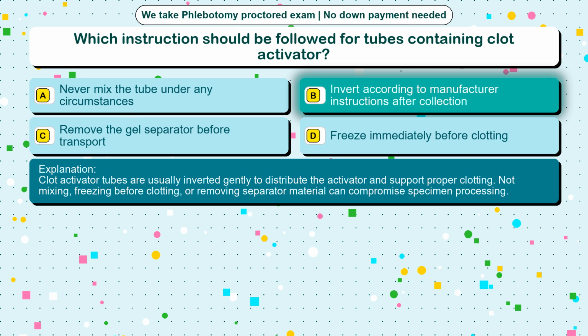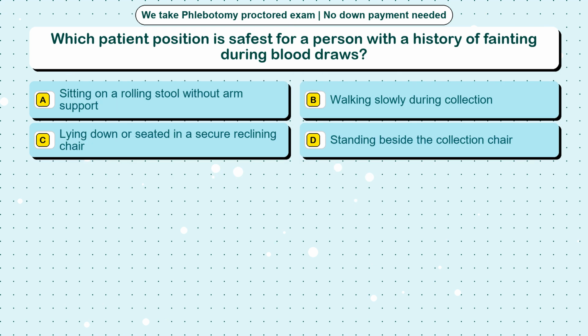Not mixing, freezing before clotting, or removing separator material can compromise specimen processing. Question 40. Which patient position is safest for a person with a history of fainting during blood draws? Option A. Sitting on a rolling stool without arm support. Option B. Walking slowly during collection. Option C. Lying down or seated in a secure reclining chair. Option D. Standing beside the collection chair.